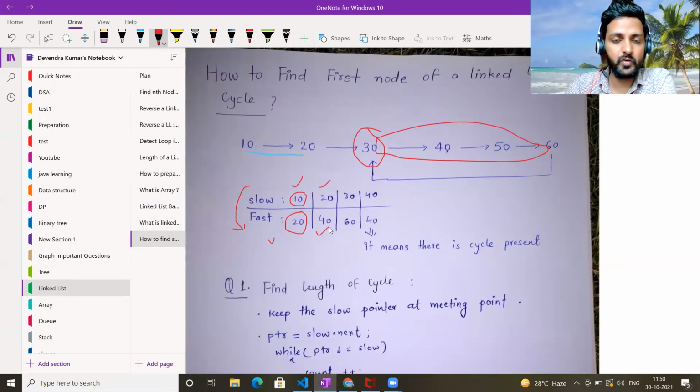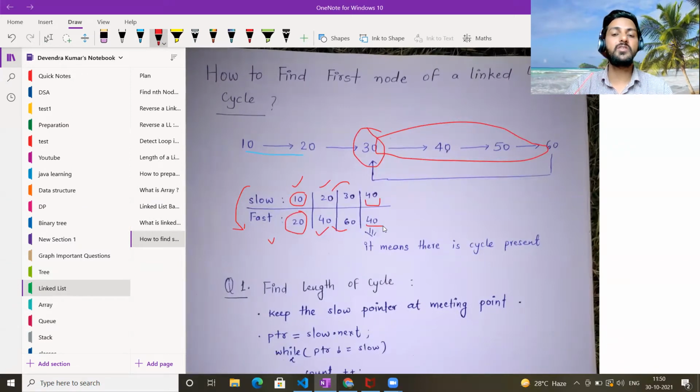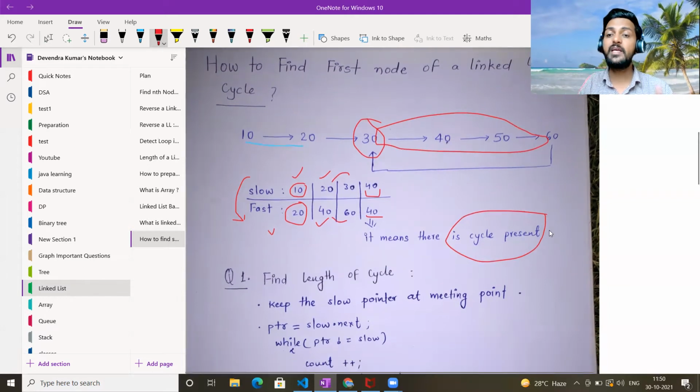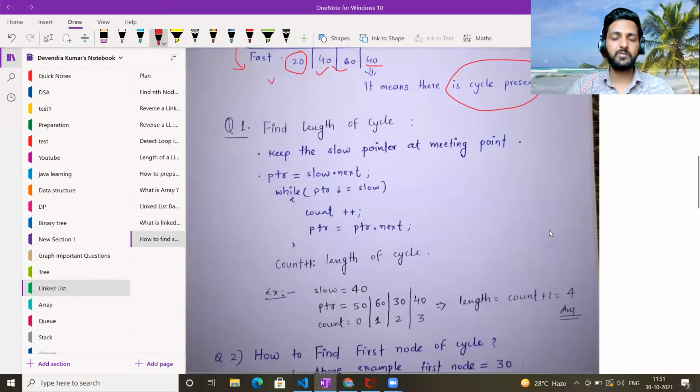So fast will point to 40 now. Again, slow will move by 1 and fast will move by 2, so you will reach 30 and 60. Next, you will reach the point where you will see that both slow and fast are pointing to the same node. The point at which slow and fast are pointing to the same node means there is a cycle present in the linked list. All right. So first of all, you need to find out whether the linked list has a cycle or not. Once the linked list has a cycle, we will jump to the next part.